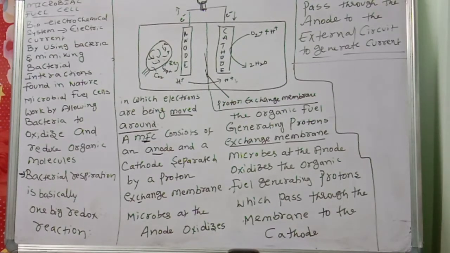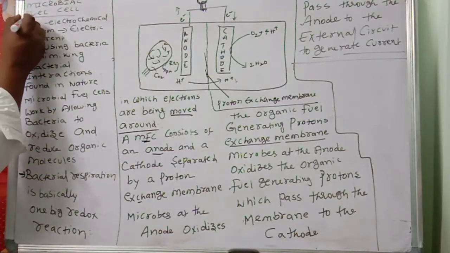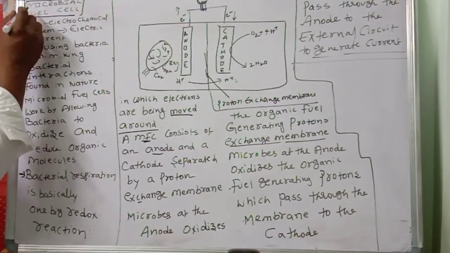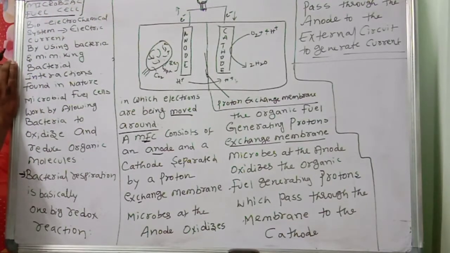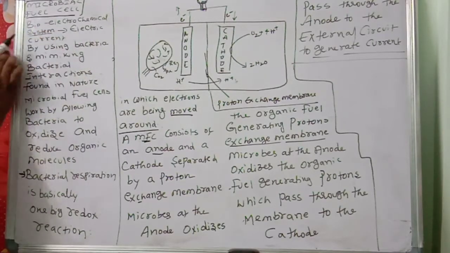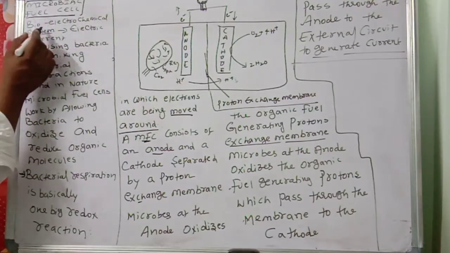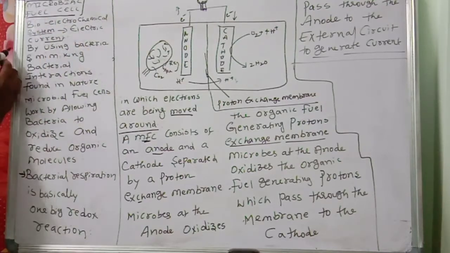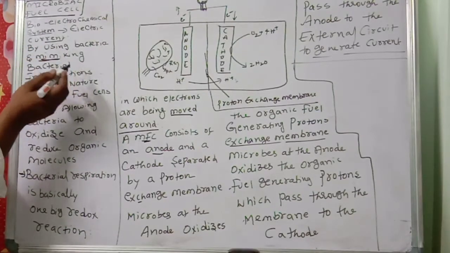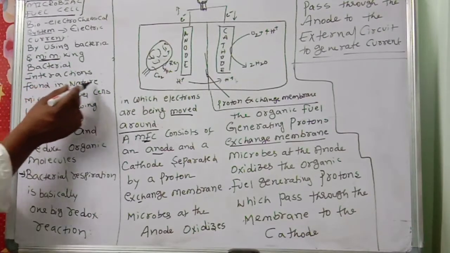Once again, children, we are discussing the microbial fuel cell. What is our concept name? Microbial fuel cell. It's a bioelectrochemical system. Bio means life, electrochemical means electrons and chemicals together produce electric current. How? By using bacteria and mimicking how bacteria are involved in reactions, bacterial interactions found in nature.